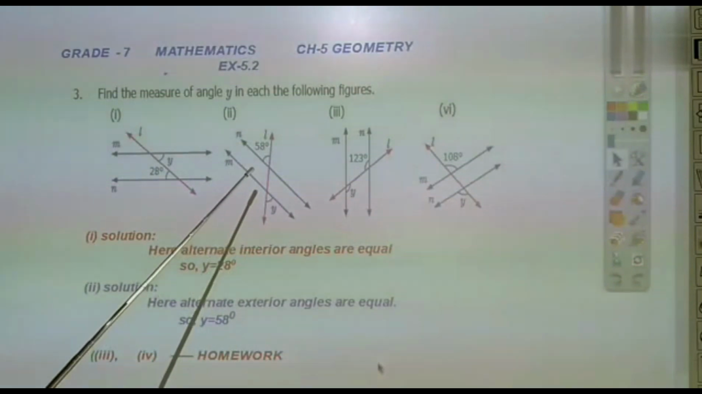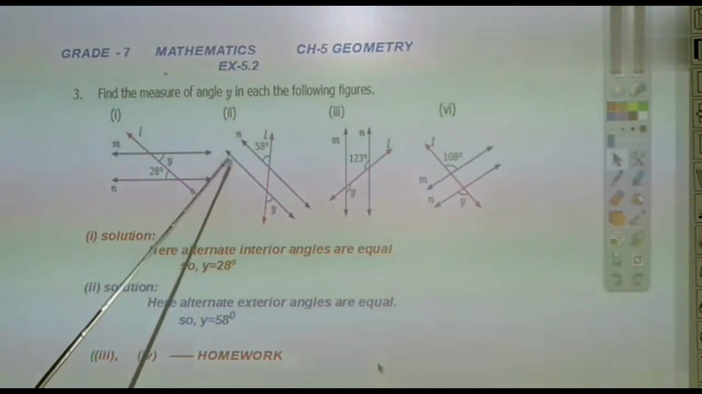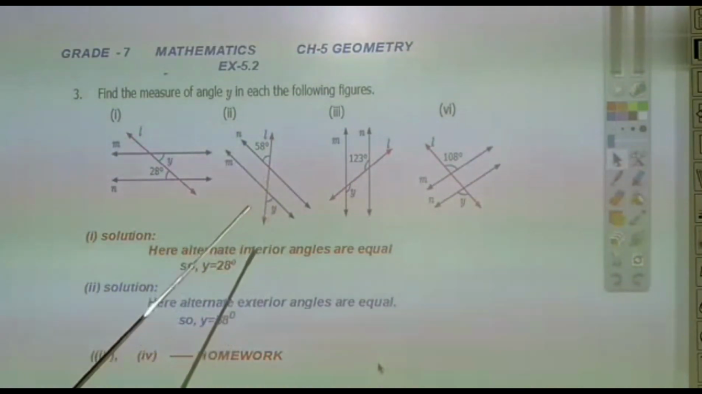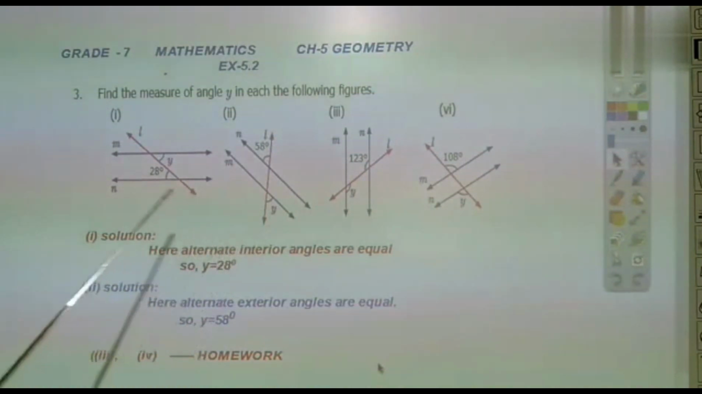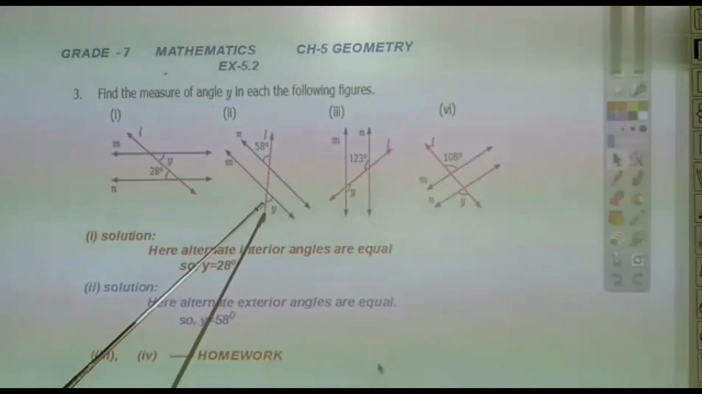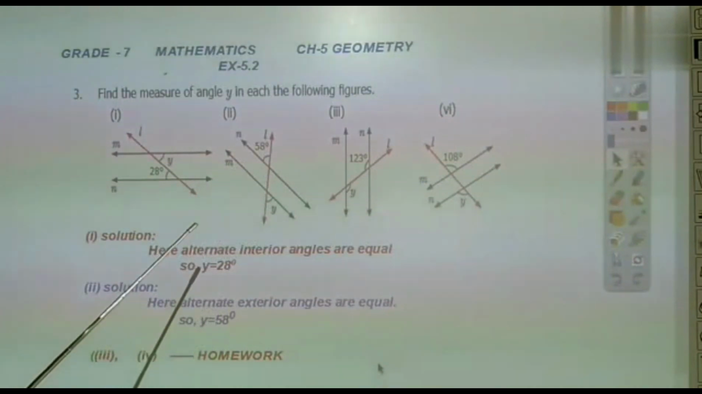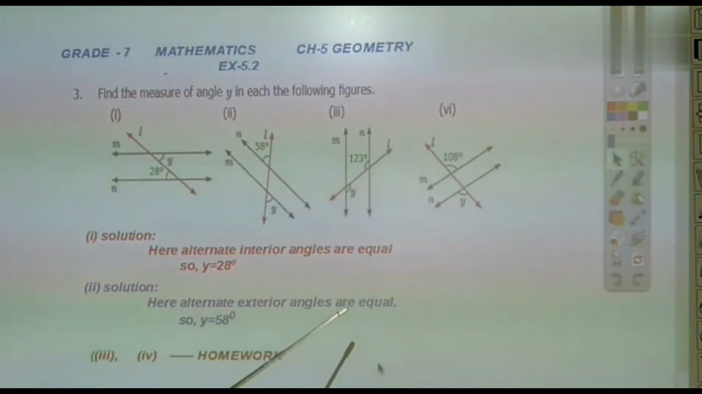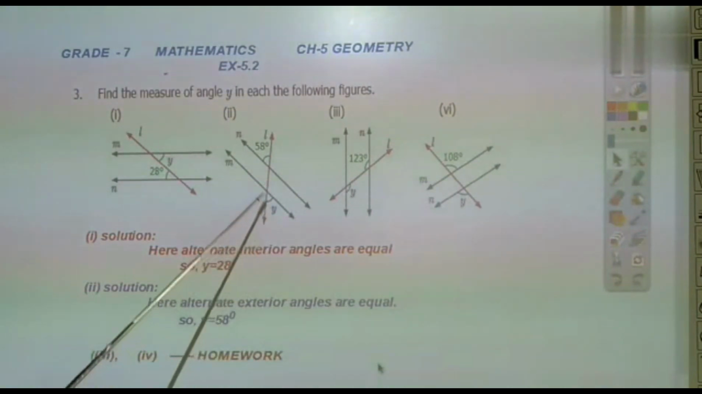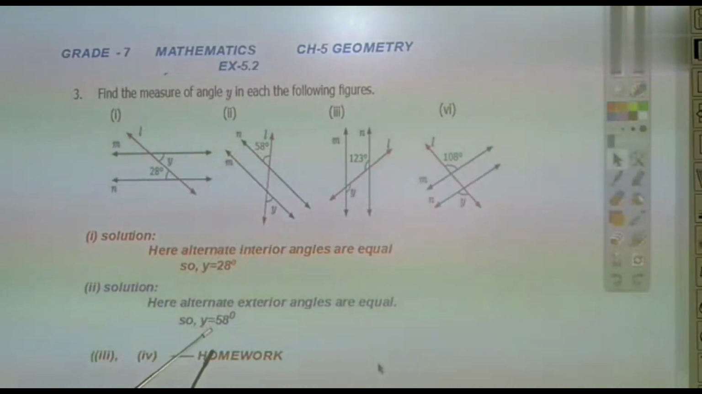See the second option. Two parallel lines are there and L is the transversal line, but see the angles, both are exterior angles. Yes, both are facing exterior. Here alternate exterior angles are equal, so equate with the y variable. y is equal to 58 degree.